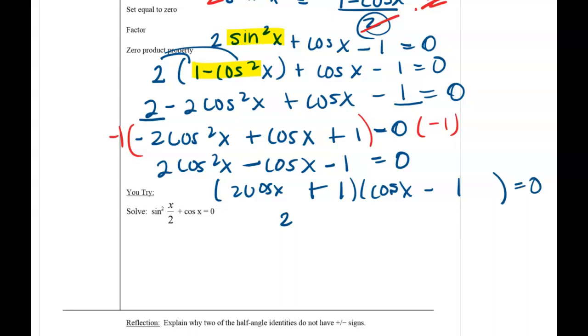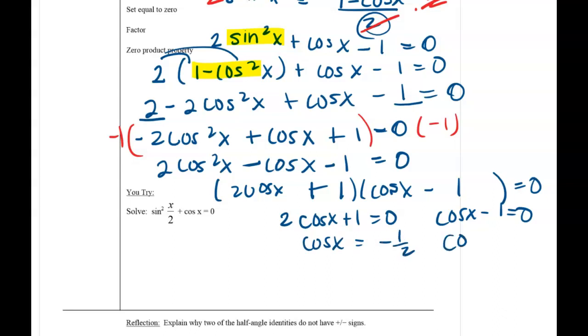Put each factor equal to 0. 2 cosine x plus 1 equals 0, and cosine x minus 1 equals 0. I know I'm going really fast, so you may have to stop the video to get caught up. So cosine x is equal to negative 1/2 when I subtract the 1 and divide by 2, and cosine x is equal to 1. Where is the cosine equal to a negative 1/2? It's equal to a negative 1/2 in the second quadrant at 2 pi over 3, and in the third quadrant at 4 pi over 3.